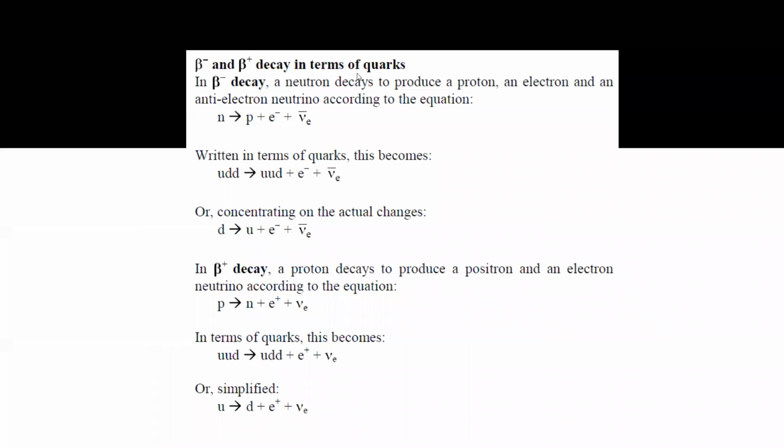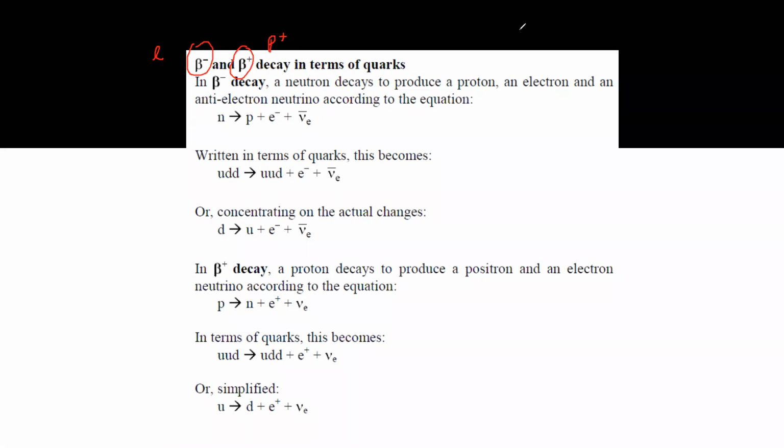So for example, beta decay can be negative beta decay or positive beta decay. What's the difference? Negative beta decay means an electron is released, and positive beta decay means a positron is released. Not proton, positron. Positron is the antiparticle of the electron.